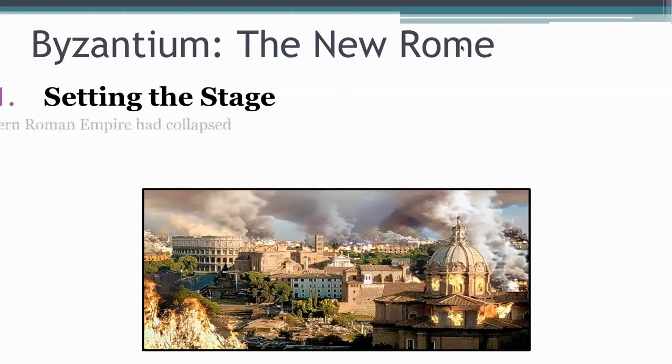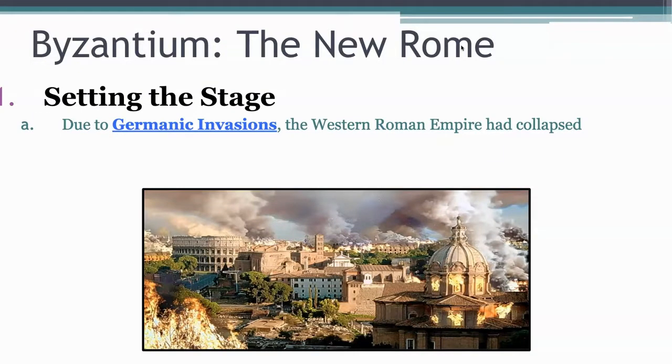So let's set the stage. Due to Germanic invasions, the Western Roman Empire had collapsed. That was our previous lesson. We looked at the social, political, economic, and military factors that weakened Rome. And then we talked about how the Huns pushed Germanic peoples onto Roman lands. The Romans couldn't do anything about it, and the Western Empire fell. So that's what we know.